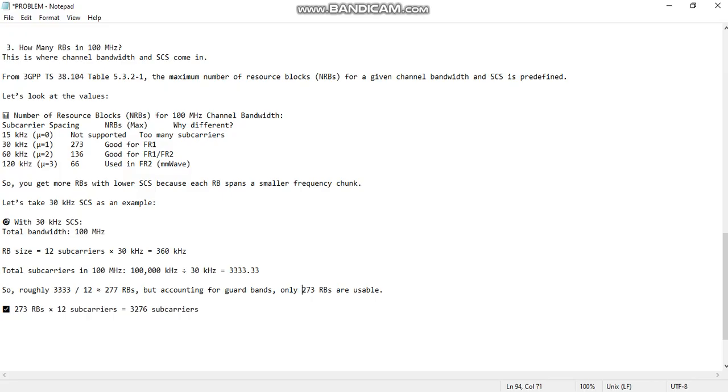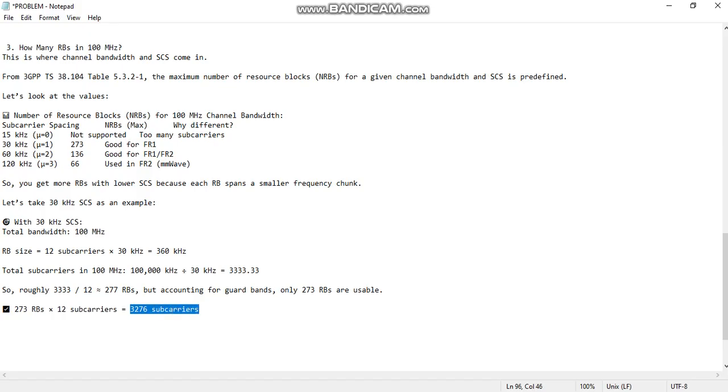We have now expressed the 100 megahertz channel bandwidth only in terms of resource blocks, that is 273 resource blocks. But in the question they have asked how many columns. So in order to convert this resource block into columns, we have to multiply it with the standard 12 subcarriers, that is 273 resource blocks into 12 subcarriers, giving 3276 subcarriers.